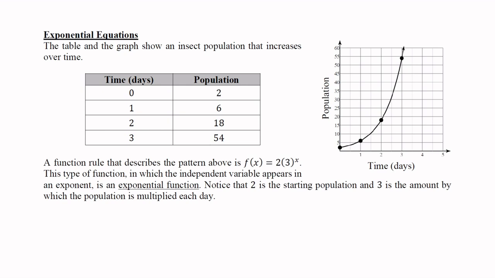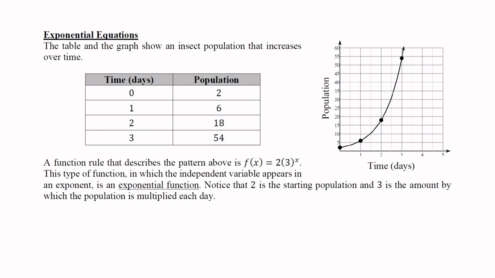This type of function, in which the independent variable appears in an exponent, is an exponential function. So you'll notice in f of x equals 2 times 3 to the x, our x is in the exponent. Notice that the 2 is the first value of our population. It's our starting population, and 3 is the amount by which the population is multiplied each day.